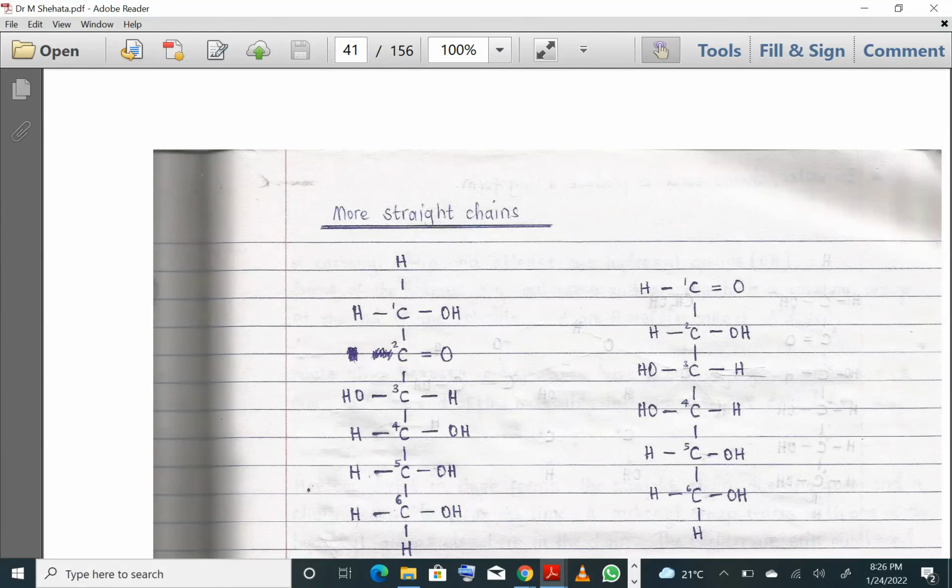Just not the name, just whether it's an aldehyde or it's a ketone, whether it's an aldose or it's a ketose sugar. Anyone? Which one is the ketose? The one on the left? Okay. Then the one on the right?